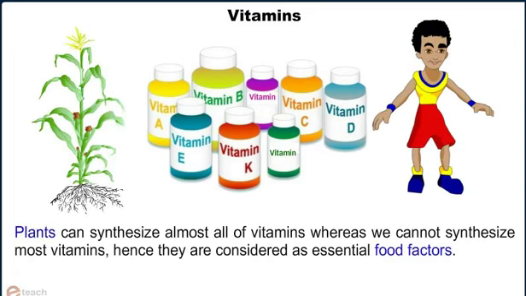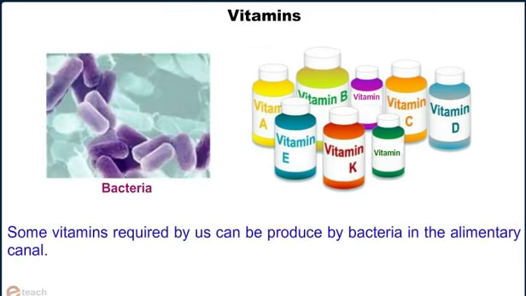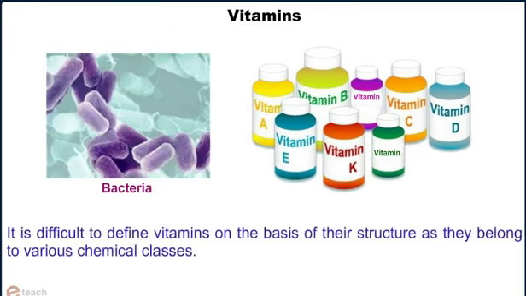Plants can synthesize almost all of the vitamins, whereas we cannot synthesize most vitamins. Hence, they are considered as essential food factors. Some vitamins required by us can be produced by bacteria in the alimentary canal. It is difficult to define vitamins on the basis of their structure as they belong to various chemical classes.